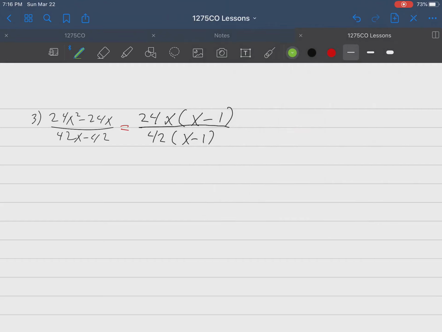Now, like I told you before, x minus 1 and x minus 1 are factors. That means they can be canceled out. The entire factor can be canceled out because they're the same on top and bottom. Over here, 24 and 42 reduces as well. It's going to reduce by 6, so 24 divided by 6 is 4. 42 divided by 6 is equal to 7. And that brings us to 4x over 7.